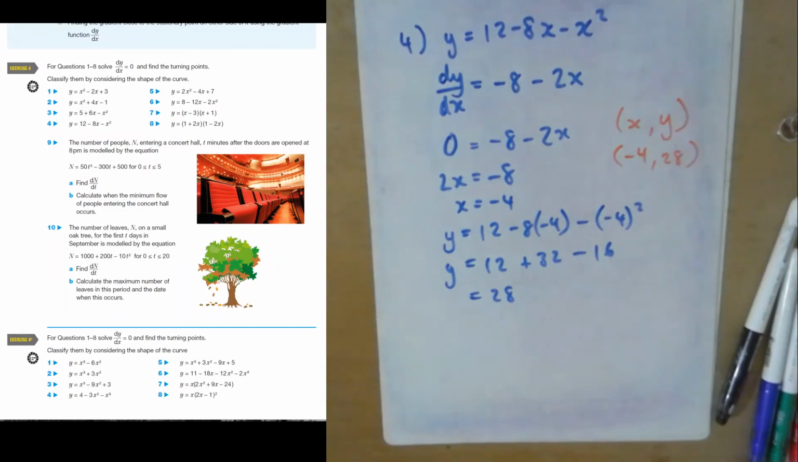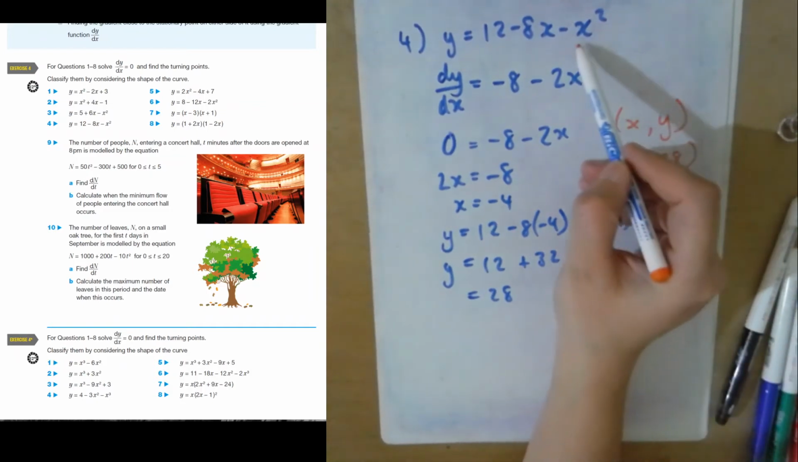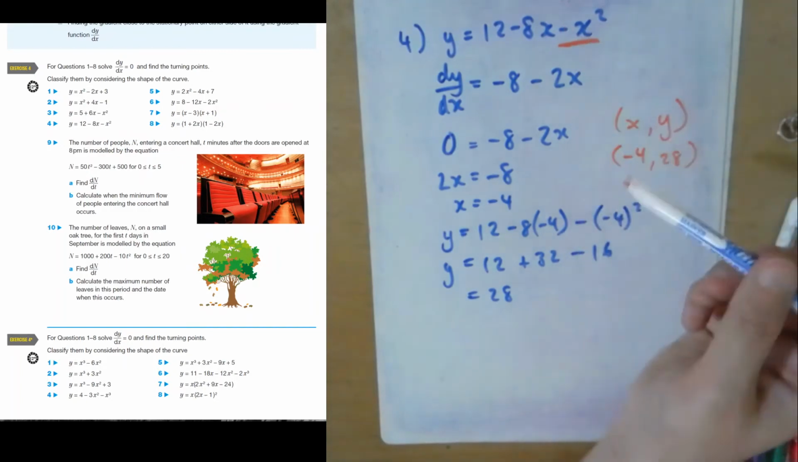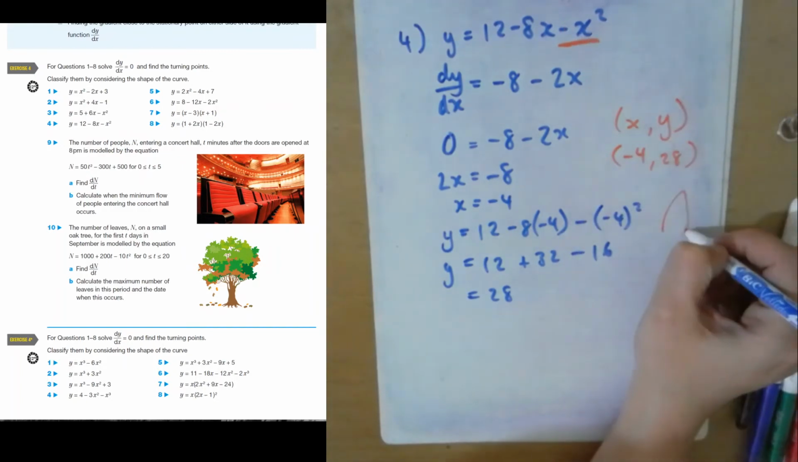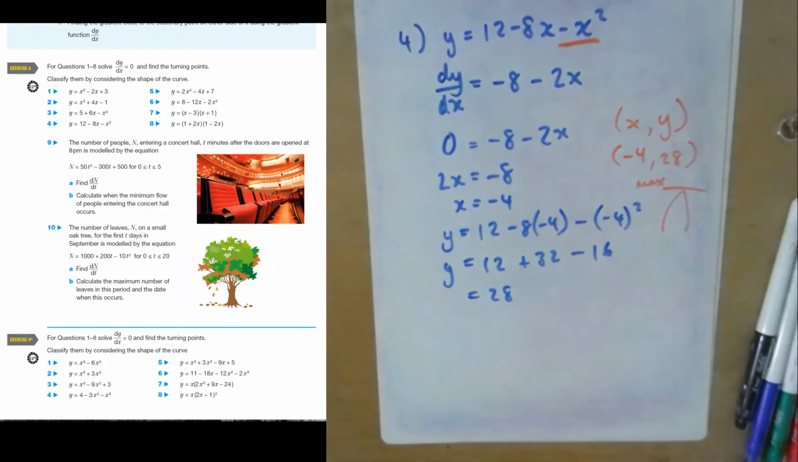And if they did actually ask for what type of turning point, you look for the highest power. The highest power here is my x squared, and that's a negative coefficient. So I know it's going to be this type of graph. So that would be a maximum. Okay, hopefully that shouldn't be too hard to look at. And then you just need to apply that same kind of logic to other kind of questions.